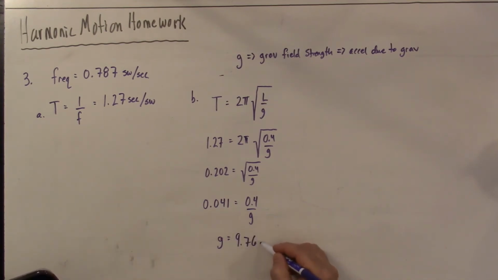9.76. And that can be meters per second squared, or we call that newtons per kilogram, depending. They end up equivalent in this case, so it's not a big deal. And what we see is that this is a little bit less than the 10 that we're using, a little bit less than the textbook value of 9.8. So that seems to be a pretty good number for the top of a mountain.